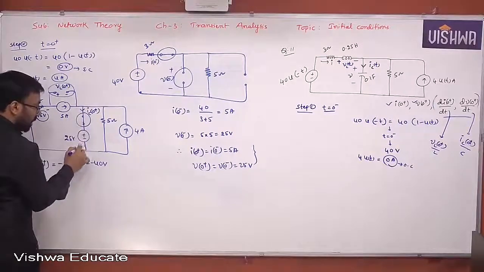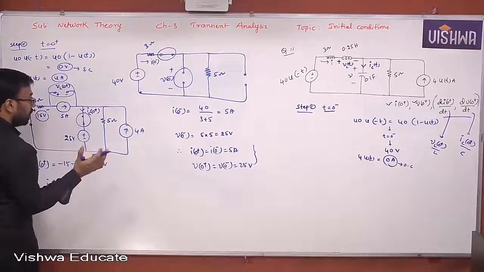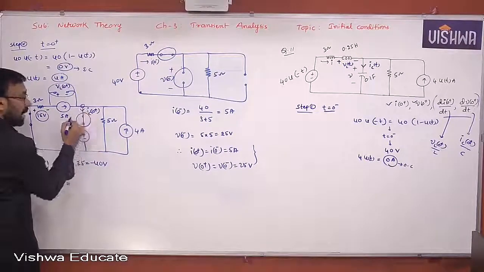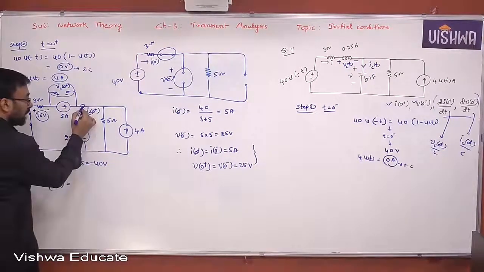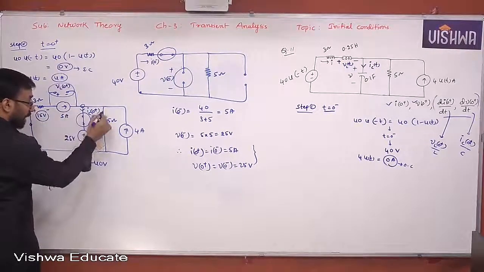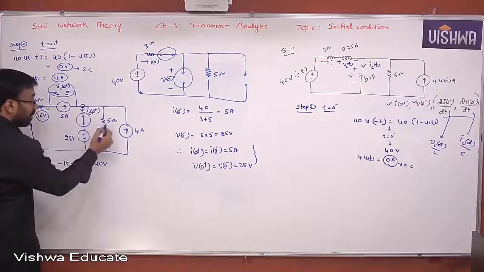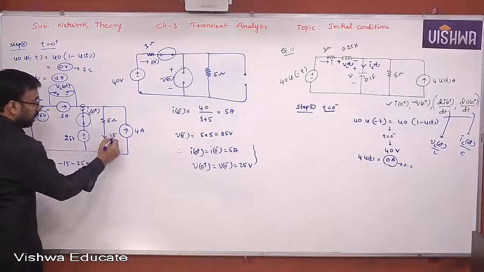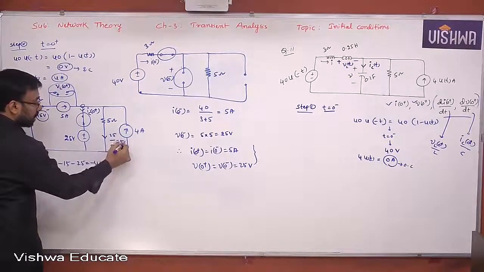This path doesn't have any resistor. When there is no resistor in the path, what is the procedure to find the current? Apply Kirchhoff's current law at this node. To apply it, you must know the current here. How much current? 25 by 5, because the same voltage will appear. This is 5 amperes.